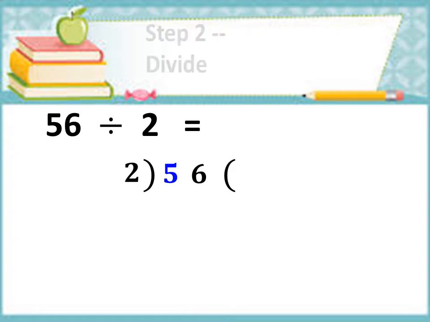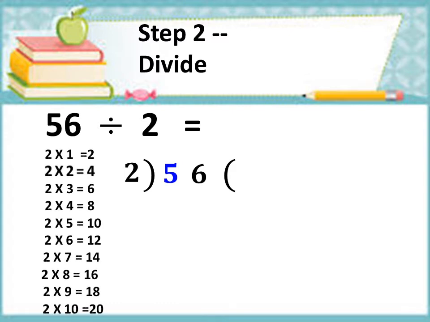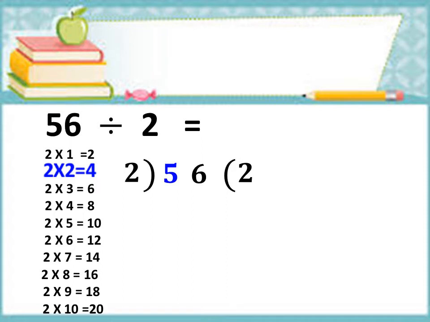Next, step 2 is doing the division. Here, as the divisor is 2, we use the multiplication table of 2 to find a product which is equal to or less than and nearest to the digit of the dividend, that is 5. So, the nearest product is 4. Hence, we write 2 on the right side of the bracket of 56.